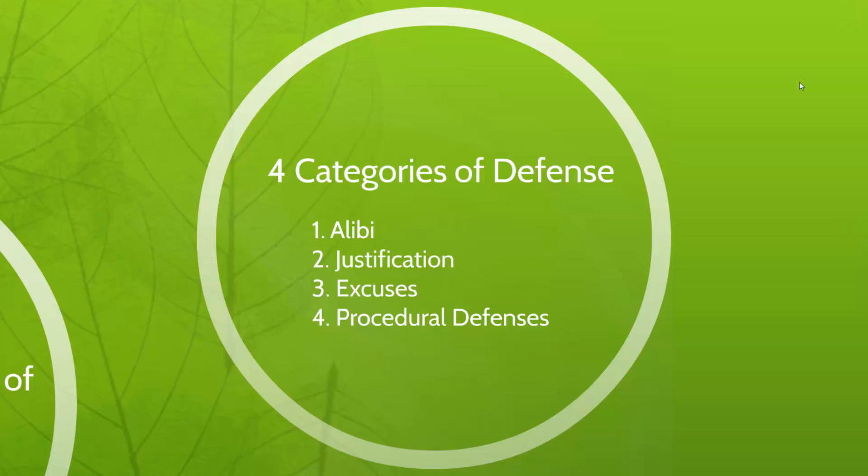And finally, our legal system recognizes four broad categories of defenses to criminal charges. Number one, alibi. Two are justifications. Three are excuses. And four are procedural defenses. An alibi situation, if shown to be valid, means that the defendant could not have committed the crime in question because he or she was not present at the time of the crime.